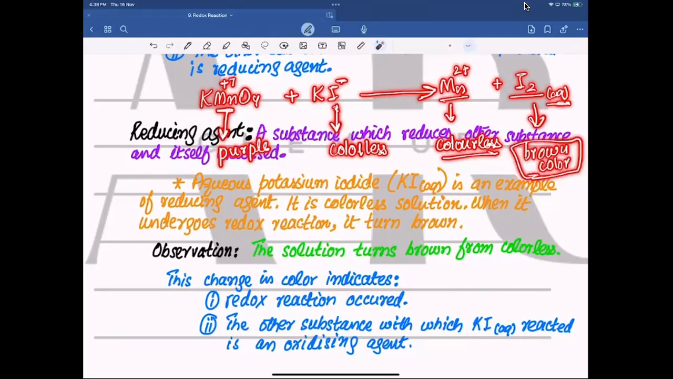And sir, what about the iodine gas? It's purple in color. Okay. Iodine, when it's solid, is gray-black.